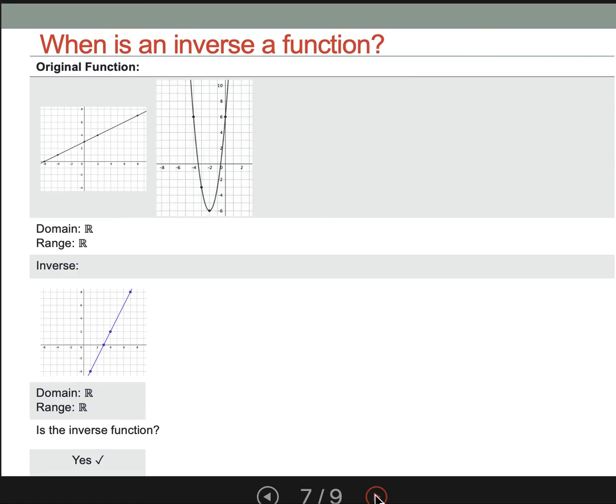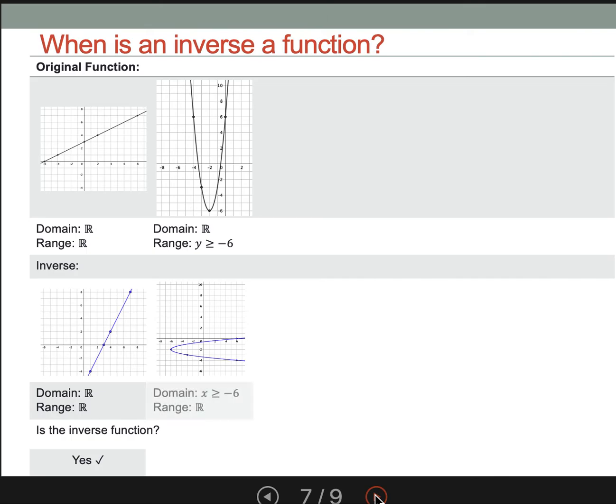This is the next example that we did. We did a parabola. The equation was y equals 3 times the quantity x plus 2 squared, minus 6. It had a vertex of (-2, -6). Its domain was all reals, and the range was greater than or equal to -6. When we found the inverse, we found this sideways parabola. This is more obvious when the domain and range switch. The domain of this one is greater than or equal to -6, and the range is all reals. However, sideways parabolas are not a function, so this inverse is not a function.